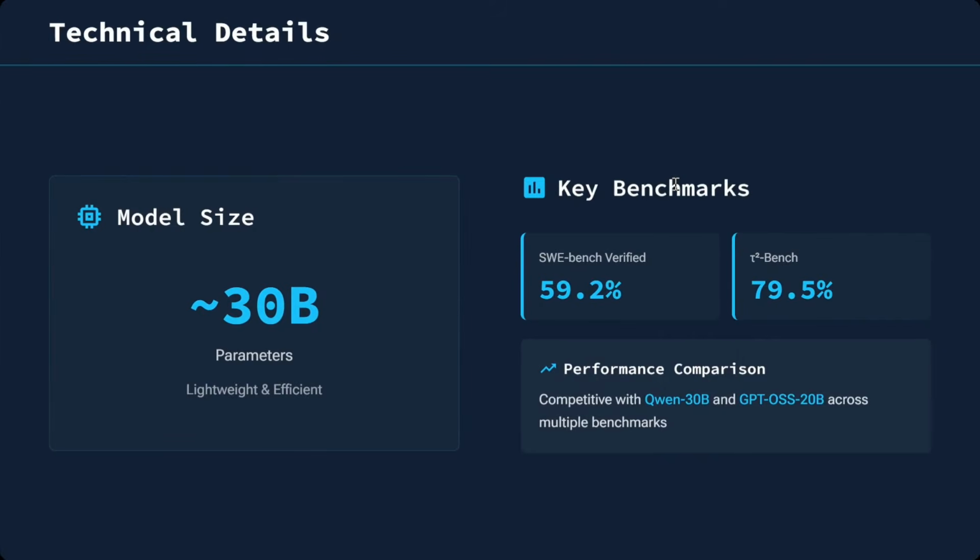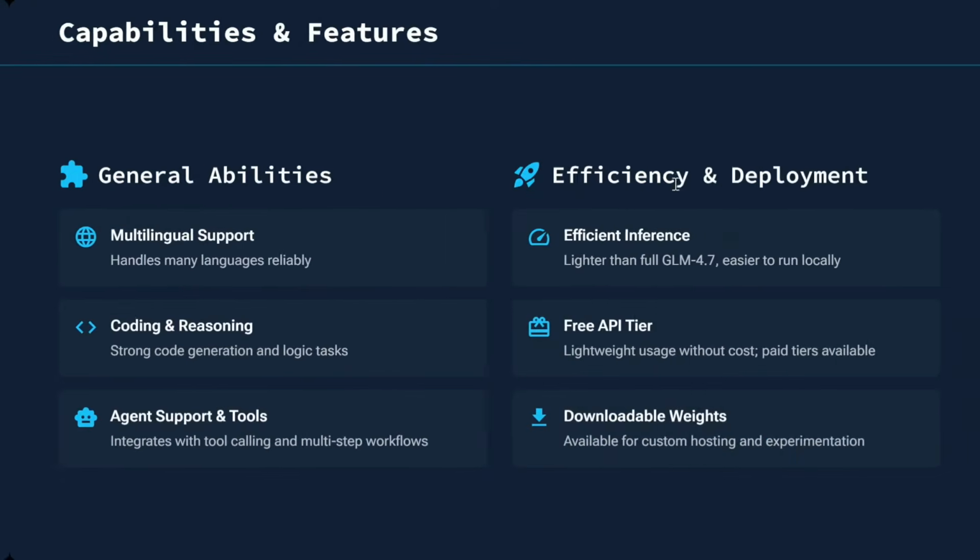Technical details I've already sent you. Tau Bench, it looks to be crazily good. Comparing the performance, it is any day better than Qwen 30B and GPT OSS 20B. So if you're using those, remove them immediately.